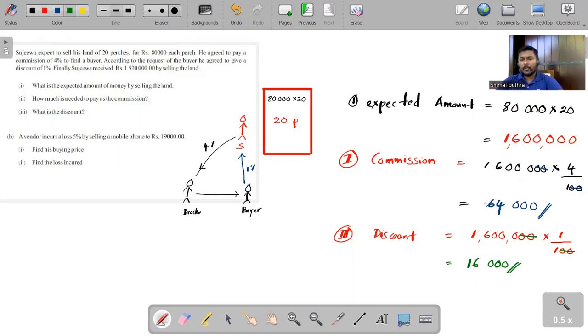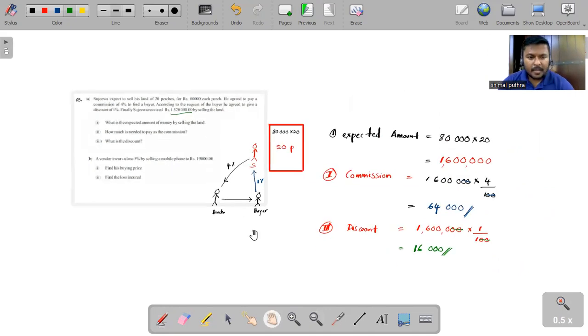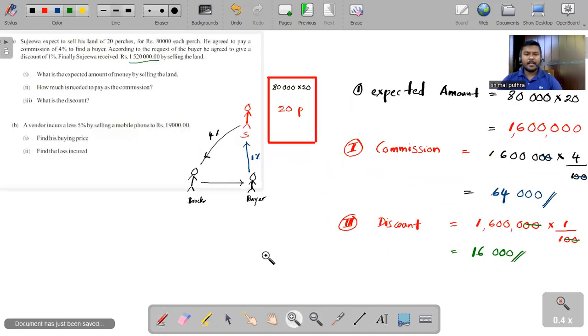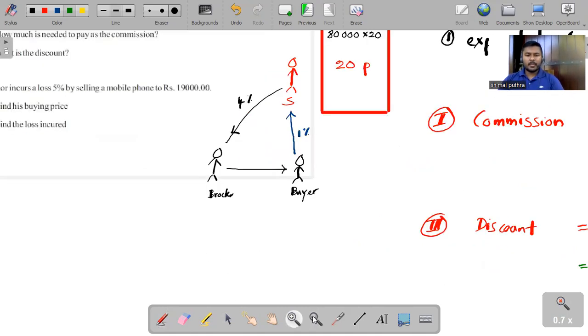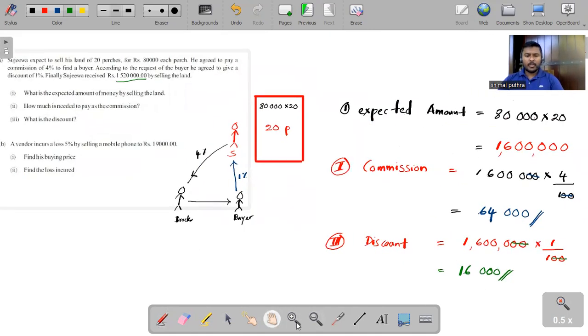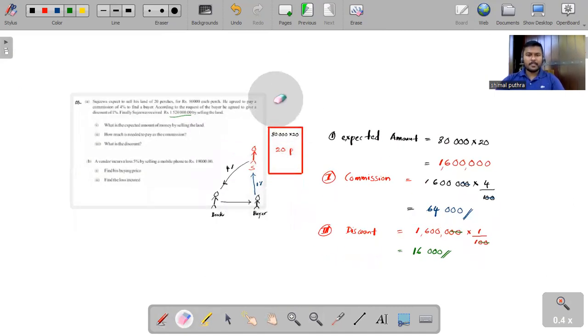So he paid 64,000 for the broker. He gave a discount of 16,000 to the buyer. The total of this is 80,000. 16 lakhs minus 80,000 is 1.5 million. That means 1,520,000. That is the answer. Okay, that is the answer. Please copy this quickly and get ready for question number B. I will erase the board. You can pause the video and write the answer.